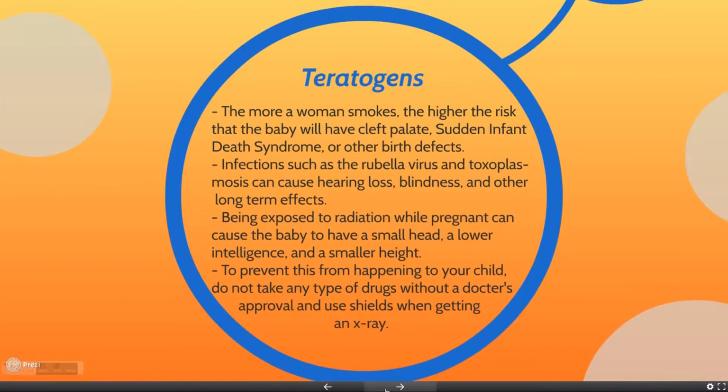Teratogens can immensely impact the health of a baby when a woman is pregnant. For example, the more a woman smokes while pregnant, the higher the risk that the baby will have cleft palate and sudden infant death syndrome. Besides drugs, infections can also cause birth defects. For example, they can cause hearing loss and blindness. Lastly, being exposed to radiation while pregnant can also cause birth defects. For example, they can cause the baby to have a small head and a lower intelligence.